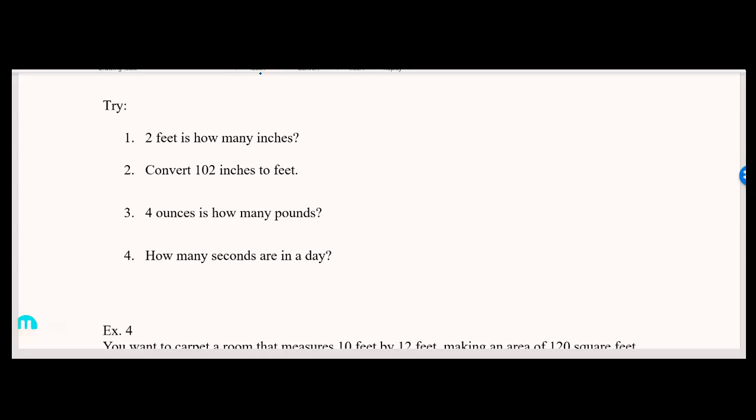All right, so hopefully you did pause the video to try these on your own. It says 2 feet is how many inches? Well, we know that there are 12 inches in every foot, right, per foot. So I'm going to take 2 times 12, and that tells me that we would have 24 inches. Number 2, convert 102 inches to feet. Well, we just talked about how there's 12 inches per foot. Well, I'm going to go the opposite way as we did with number 1, and now I'm going to divide by 12 because we're going backwards, we're going to feet. And this would give me 8.5 feet.